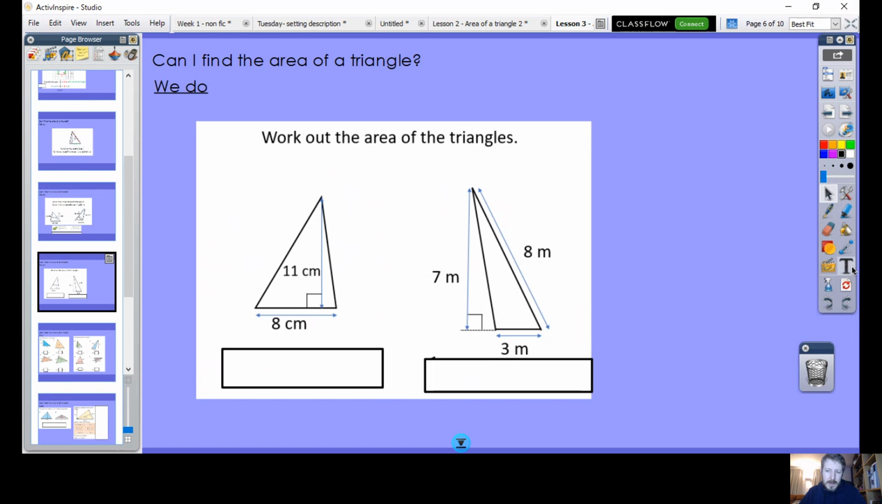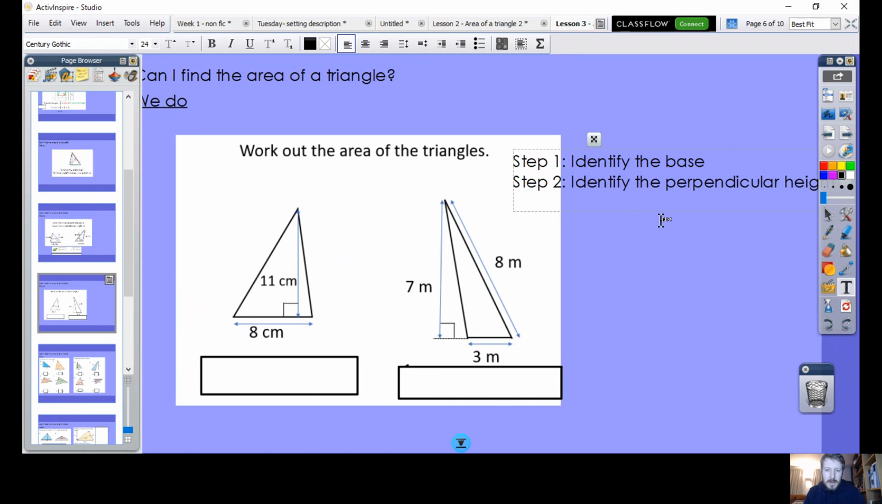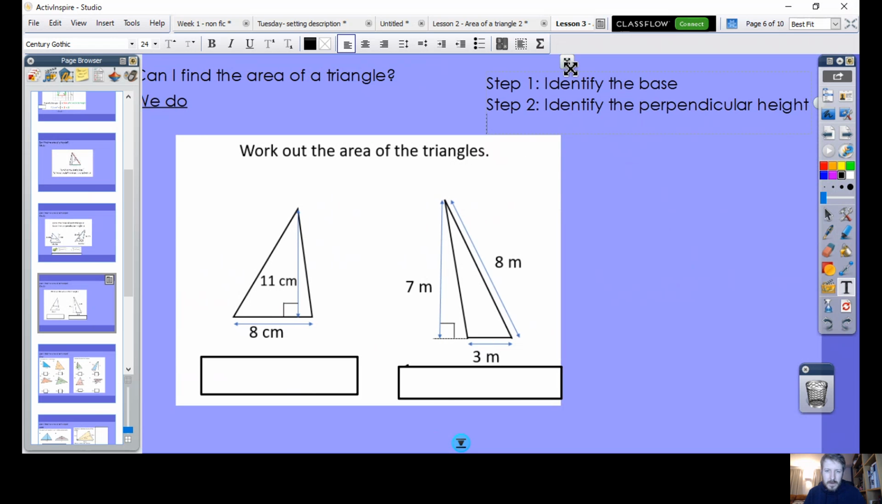So what calculation are we doing, or what steps are we following? So step 1, identify the base. 2, identify the perpendicular height. Then step 3, you want to complete the calculation. So step 3 is a half times the base times the perpendicular height. There we go.